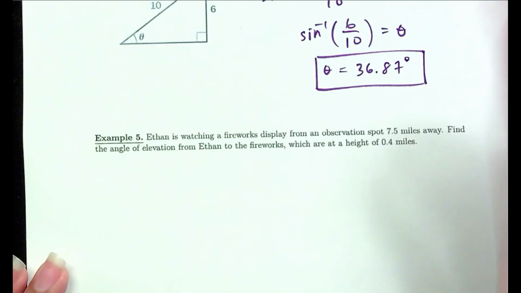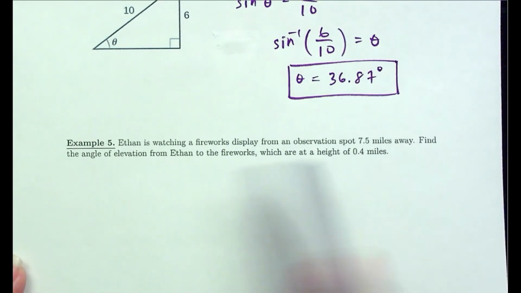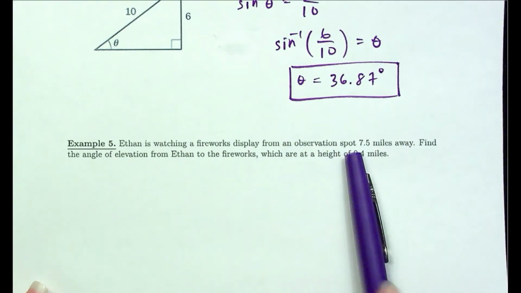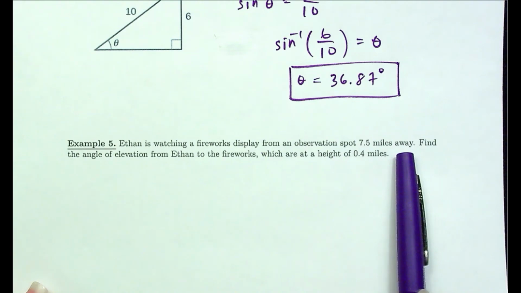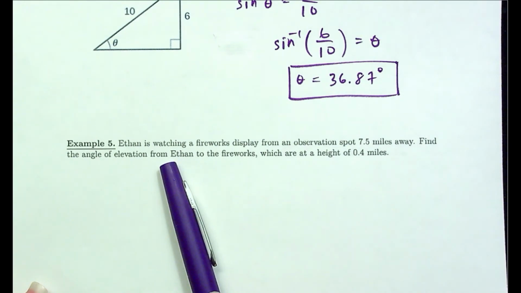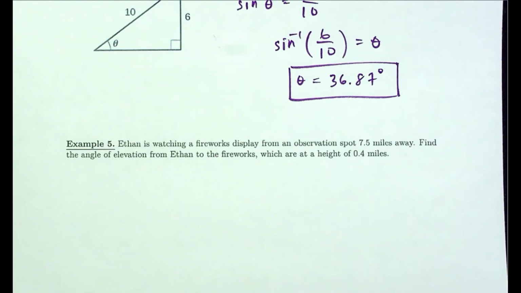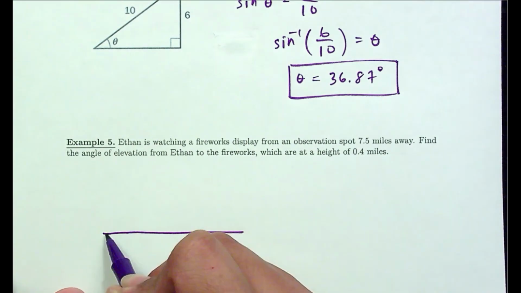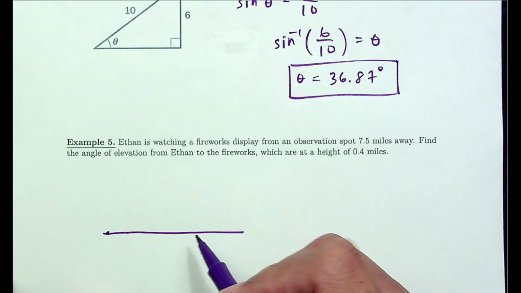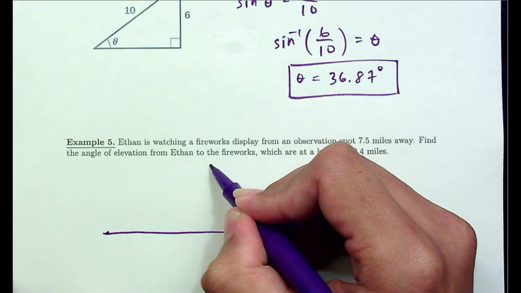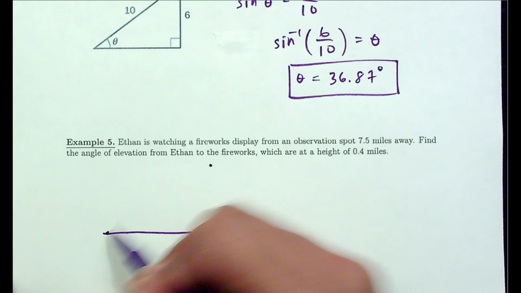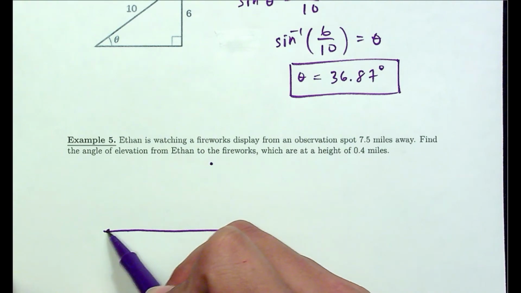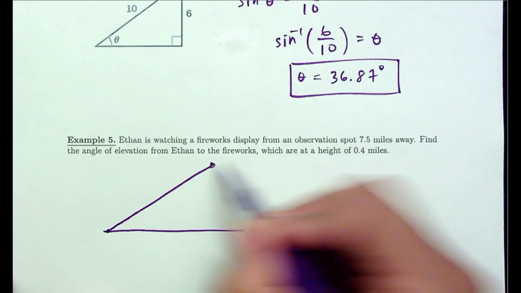So here's just one example of what you could encounter. So it says Ethan is watching a fireworks display from an observation spot, which is 7.5 miles away. Question, find the angle of elevation from Ethan to the fireworks. So let's draw a picture real quick. That's the ground. Ethan is here. Okay, and the fireworks are up here in the sky. I'm assuming that I'm really far away, so everything looks very tiny. And Ethan is looking up at the fireworks.